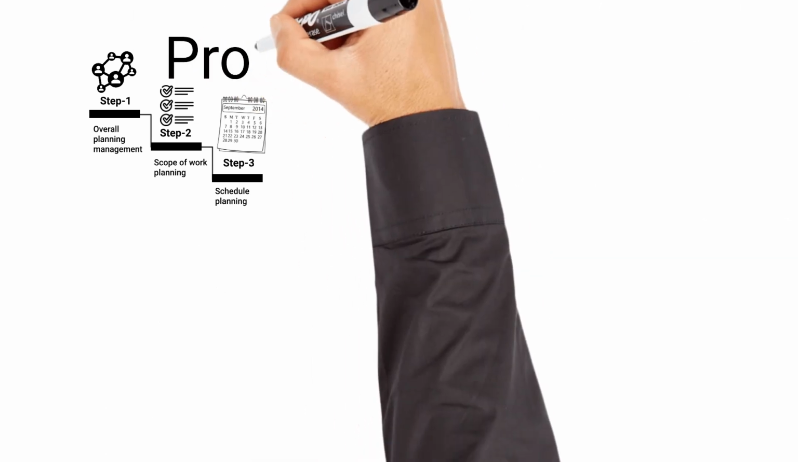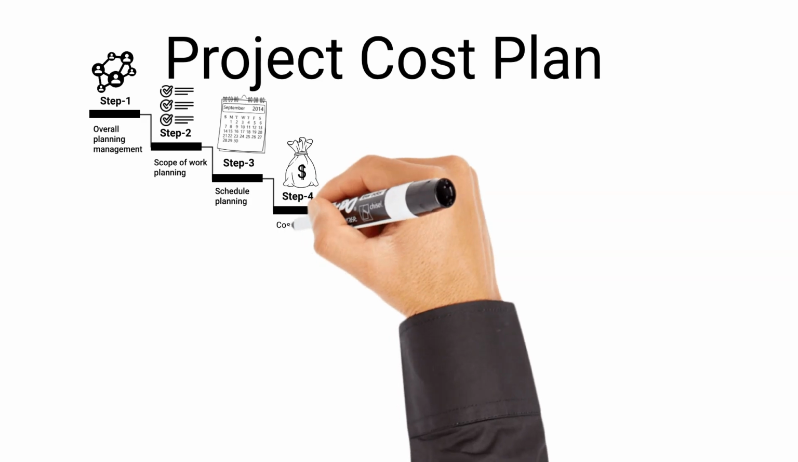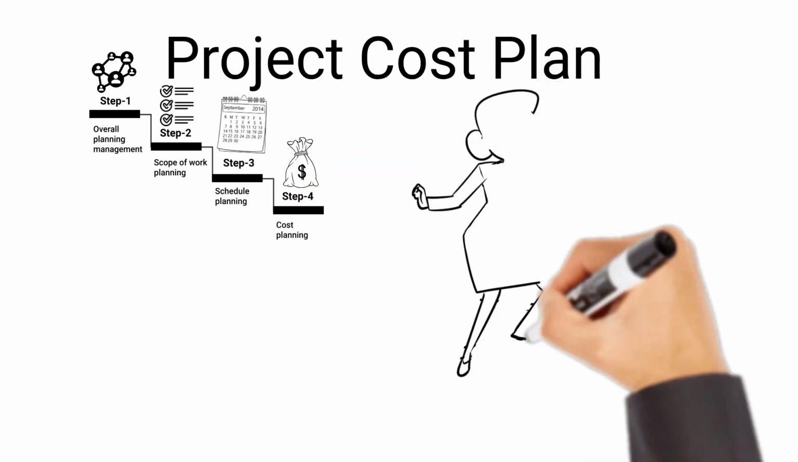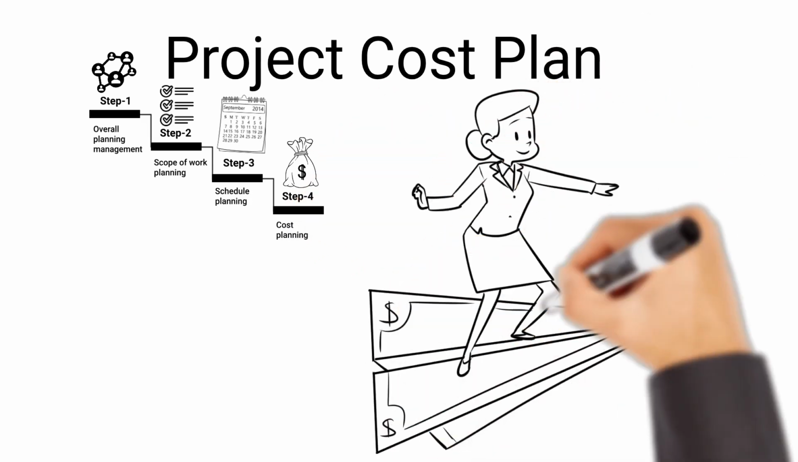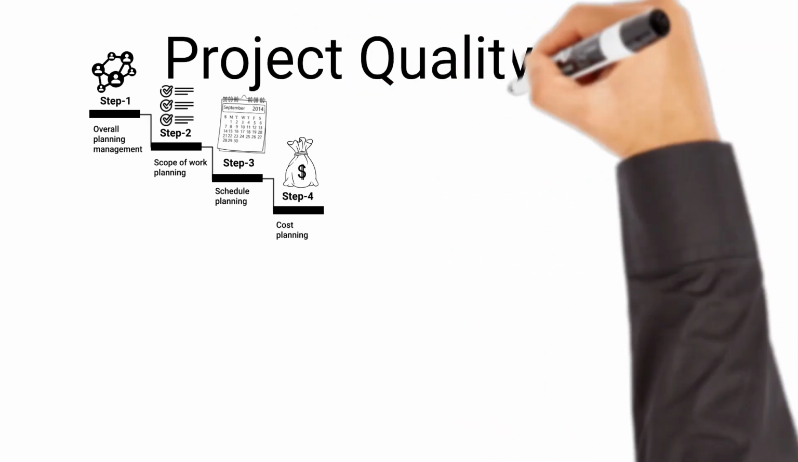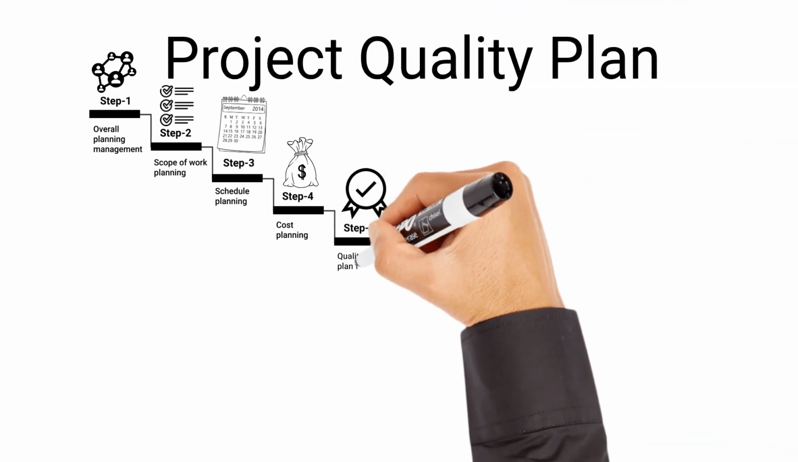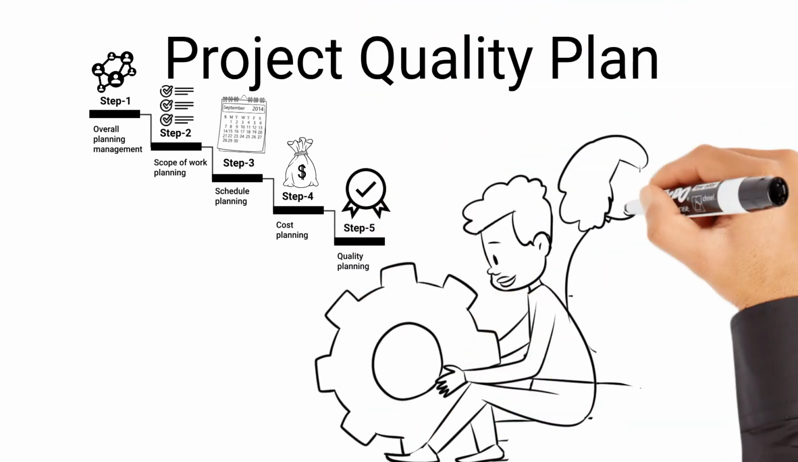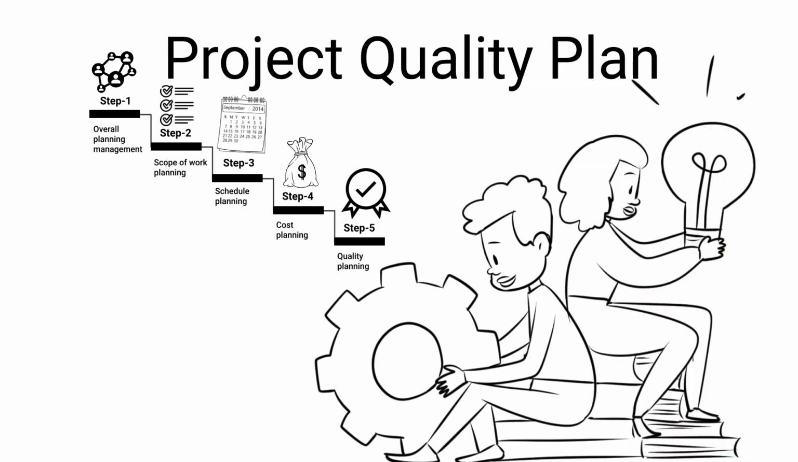Once the project scope and schedule are planned, the cost of each activity is estimated, and budget requirements are determined. After that, quality planning is performed. This step determines the quality standard process and matrix. A process improvement plan is developed to continuously monitor work quality.